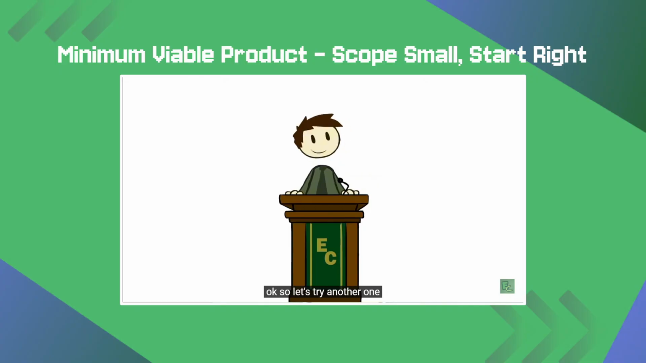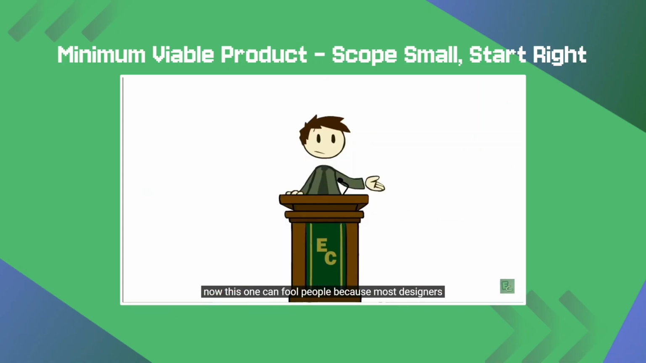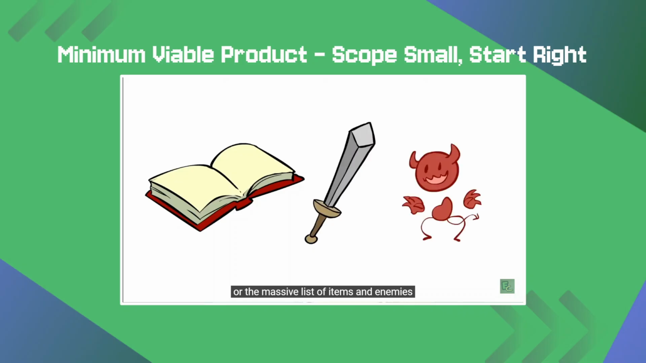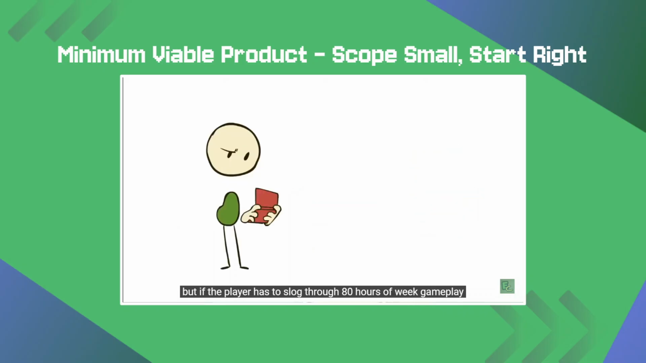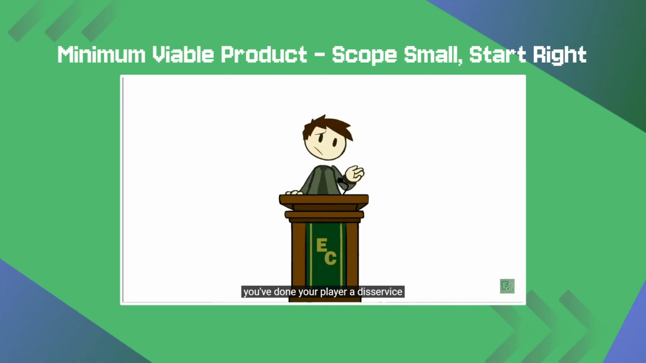Okay, so let's try another one. Old school JRPGs. Now this one can fool people because most designers tend to think of these games in terms of content rather than gameplay. It's easy to get caught up in the story you want to tell, or the massive lists of items and enemies. But if the player has to slog through 80 hours of weak gameplay in order to access that story you've got in mind, you've done your player a disservice. In fact, that's some of what's contributed to the decline in the popularity of traditional JRPGs this decade.